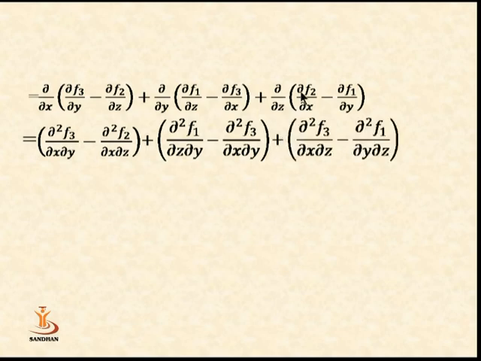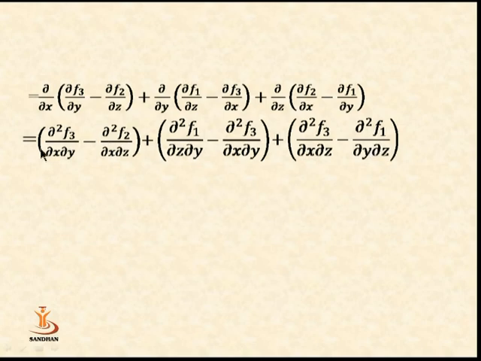In the same way, we have to differentiate this function with respect to z. Here in the first, the differentiation with respect to x is available. Now we differentiate with respect to z. Thus we get ∂²f3/∂x∂z, minus the second differentiation, where ∂f1/∂y is available. Now the second differentiation with respect to z. Thus we get ∂²f1/∂y∂z.